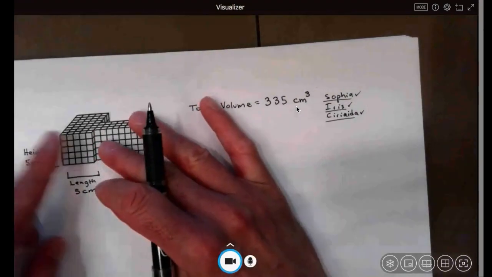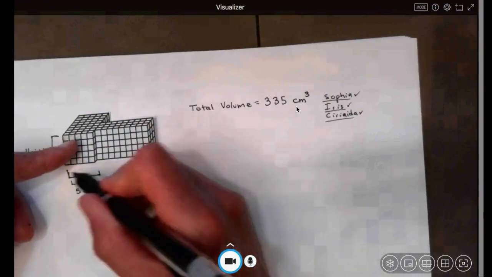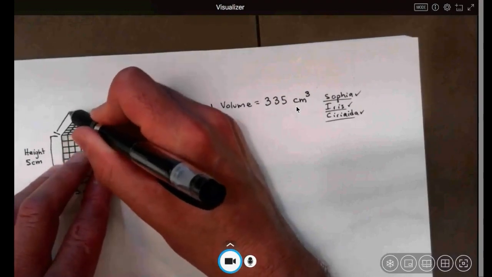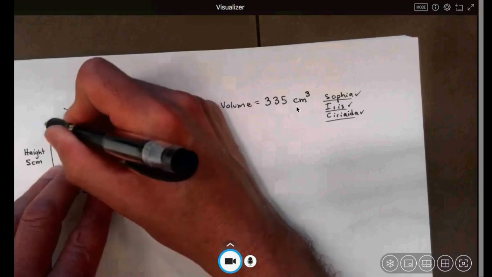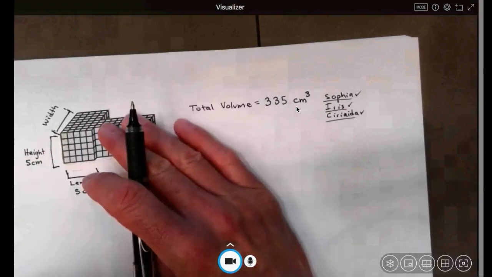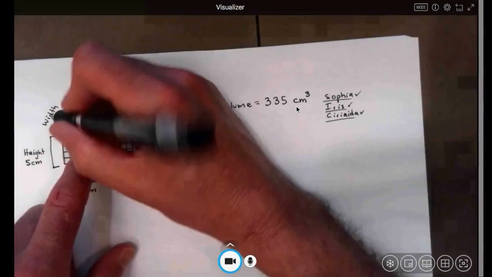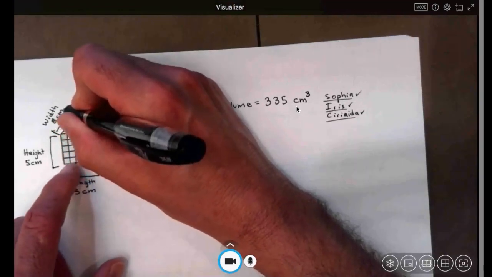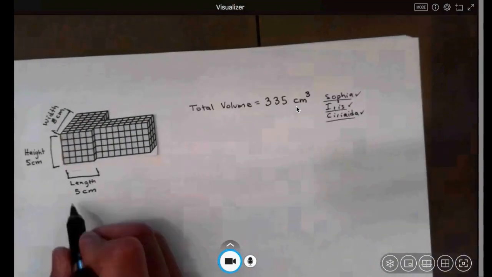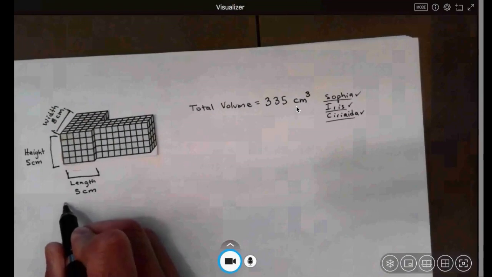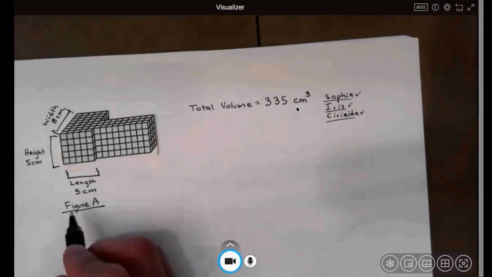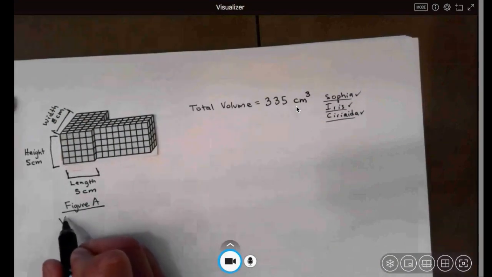What's the next measurement? For the width, I got 8 centimeters. And for the width, from here to here, we call that the width. And that's how many centimeters? 8. 8 centimeters. All right. And what are you going to call that figure? Figure A. And what did you do to get the volume?